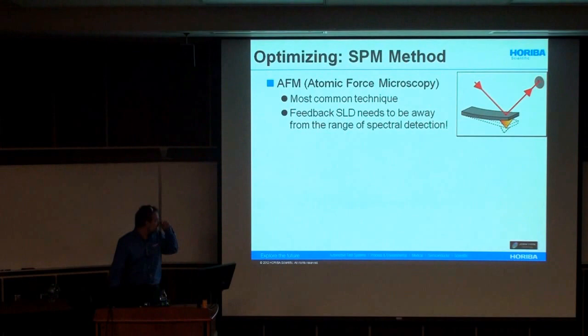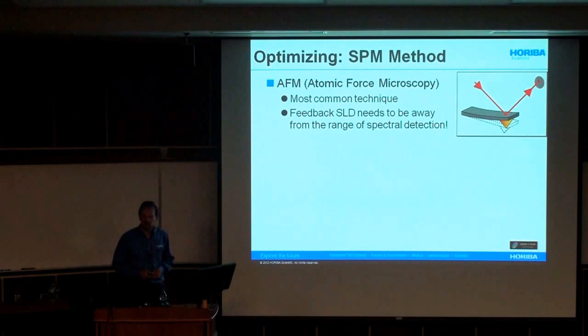So in terms of the scanning probe microscope method to use, AFM, atomic force microscopy, is one of the most popular techniques to do near-field imaging. One of the issues with that is the feedback is usually done with the laser. So using that laser and shining it on the tip while you're trying to collect light can be a problem if it's in the same range as the Raman signal you're trying to detect.